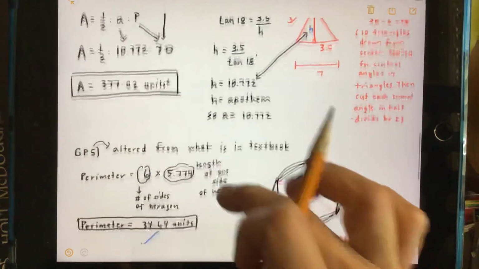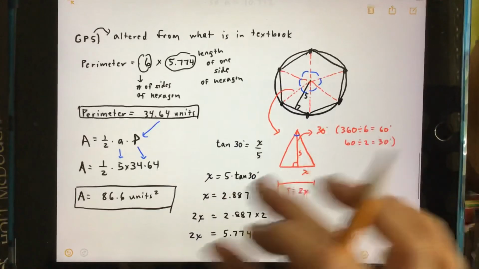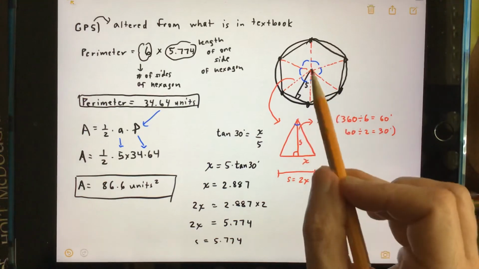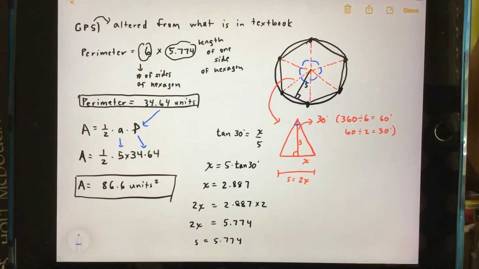All right, last guided practice problem. Now I have changed this from what's in the textbook to make it a little easier to make sense of what's going on here. This time we are given a circle, and inscribed inside of the circle we have a regular hexagon, and all that we're given is the apothem this time, which is 5. All right, first step, find the perimeter.